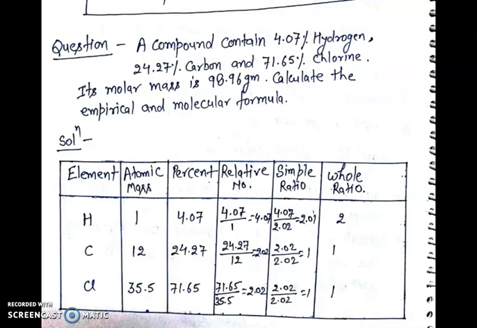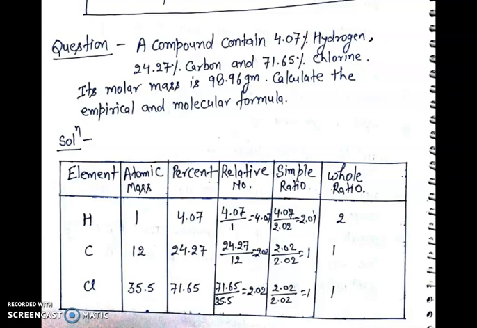Question first, which is based on the molecular formula. The question is, a compound contains 4.07% hydrogen, 24.27% carbon and 71.65% chlorine. Its molar mass is 98.96 gram. Calculate the empirical and molecular formula.